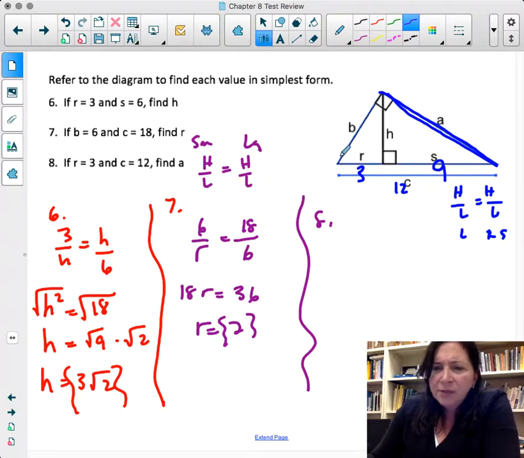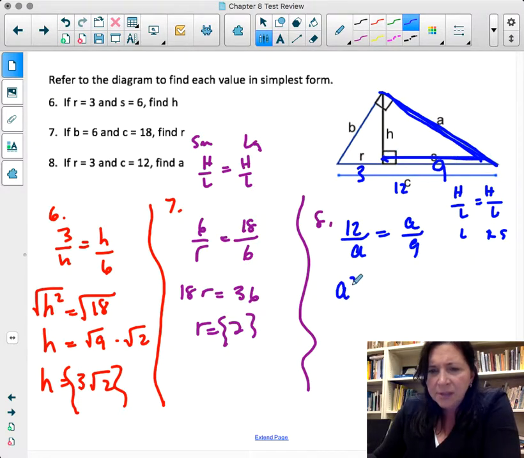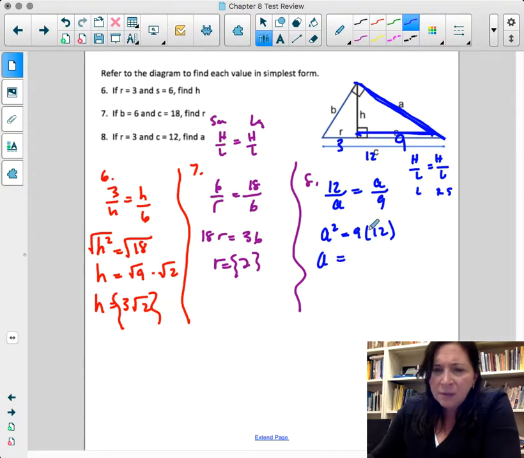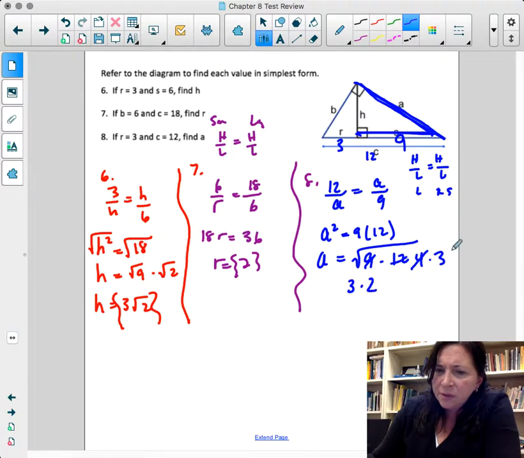Okay, so hypotenuse leg. So large triangle. So hypotenuse is 12. So I'm going to go 12 is to leg A as small triangle, here it is. Hypotenuse, I still don't know the hypotenuse, is to the leg. That's my leg. And so I'm going to go A squared is equal to 9 times 12. A is equal to the square root of 9 times 12. Square root of 9 is 3. 3 comes out. Square root of 12 is 4 times 3. 4 comes out. That's going to be 2. I'm still left with a 3 under my root. So little a is equal to 6 root 3. Okay?